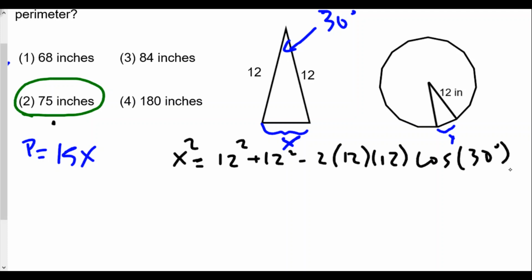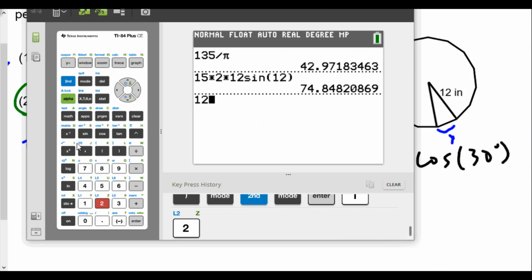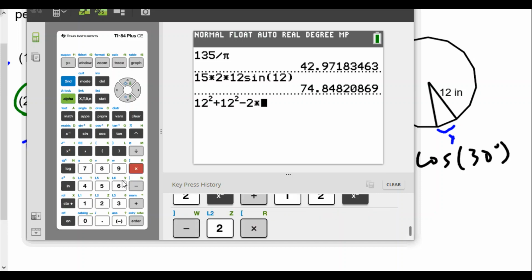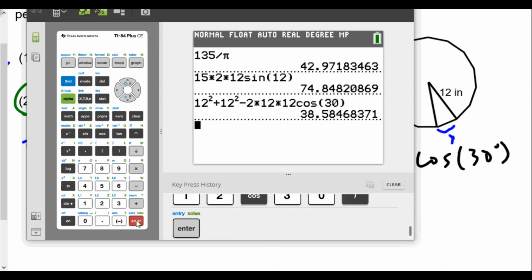Okay, and so what we will do now is find the measure of x and then multiply by 15. So bring our calculator, and we'll do now, in this case, 12 squared plus 12 squared minus 2 times 12 times 12 times the cosine of 30 degrees. And we're going to find out that this measurement is going to be 38.58.